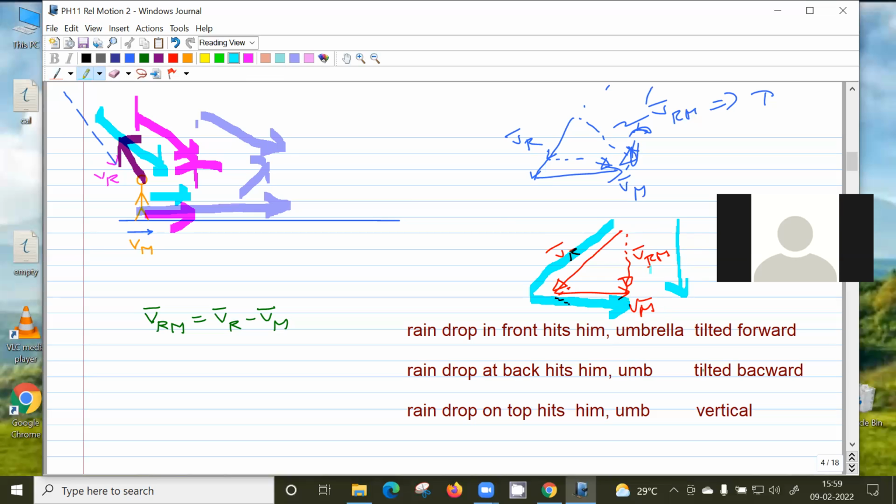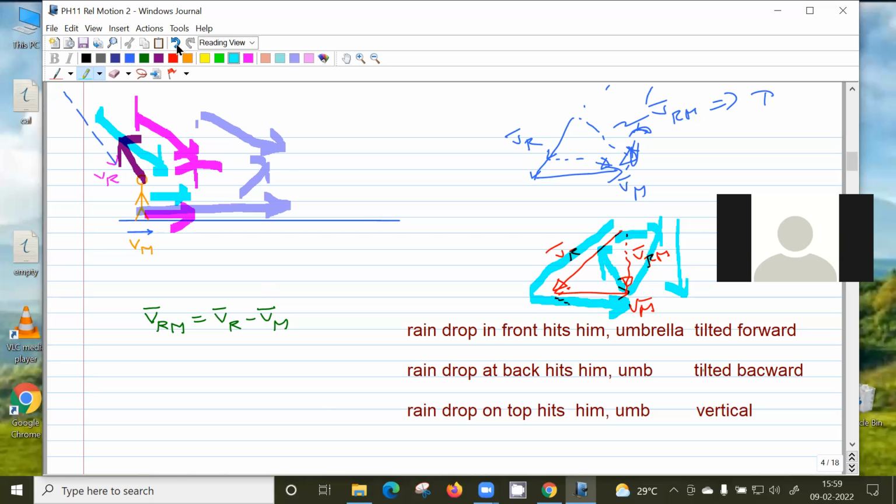For this to be vertically downwards, VR should be of that particular size. If VR is less than that, then the resultant will be in this direction. If VR is more than that, then the relative velocity will be in this direction. So in this case, the umbrella will be in the forward direction. In this case, the umbrella will be tilted in the backward direction. In this case, the umbrella will be in the vertical direction. Based on the magnitude, the direction will change.